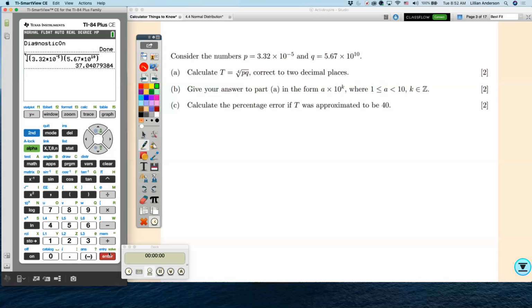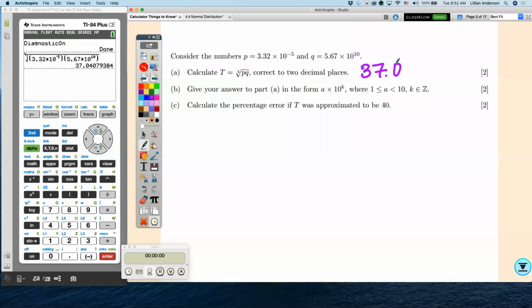And it says correct to 2 decimal places. It told you how to round it, so you have to round it that way. 2 decimal places would be 37 point what, somebody online? 04. 37.04 would be your answer for part A.